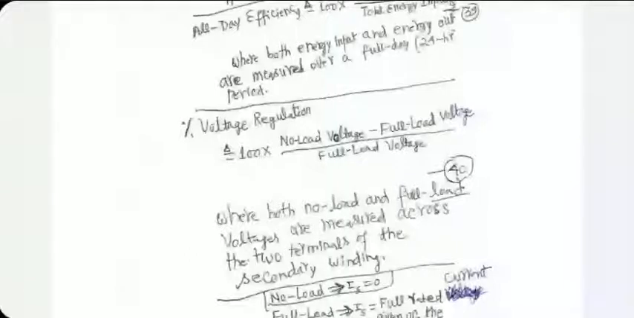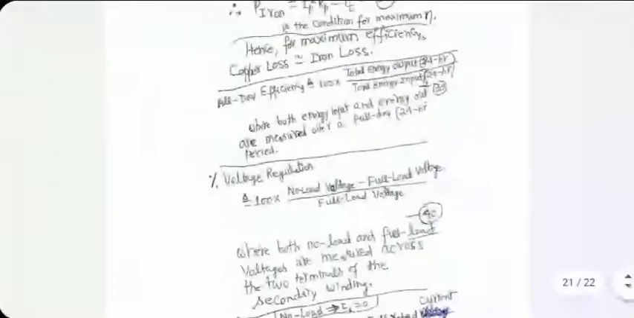Voltage regulation ideally should be 0. In practice, 5 to 10% generally is accepted. It is a function of how lossy the transformer is.